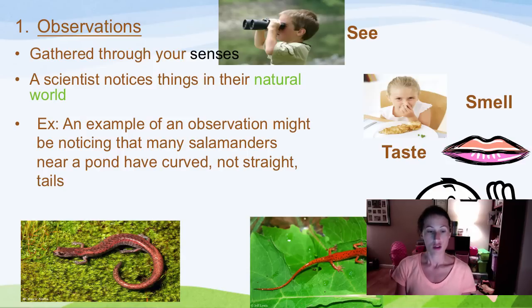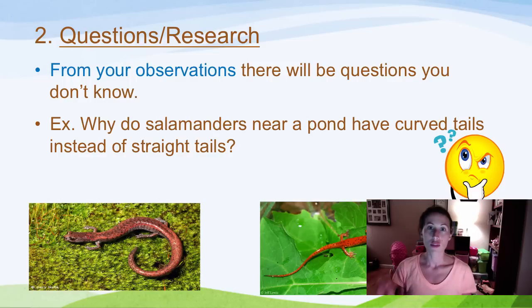Once you observe something that you have an interest in, you're going to create a question, or you're going to research that a little bit more. So we're going to take our salamander example and carry that a little further. Maybe a question might be, why do those salamanders near the pond have curved tails instead of straight tails? Who knows? Let's do a little research. We're going to set up an experiment that is based on that question.